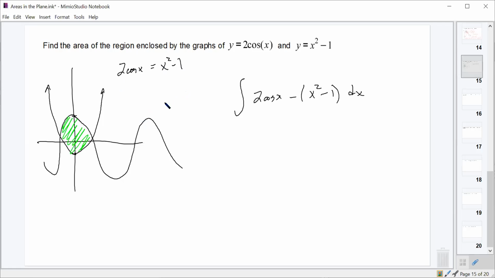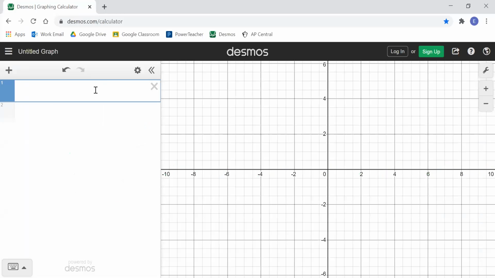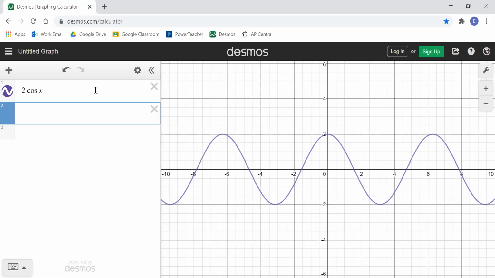And what I'm going to do is just put them into decimals. 2 cosine x and what's x squared minus 1. And we'll see that they intersect at negative 1.265 and positive 1.265.